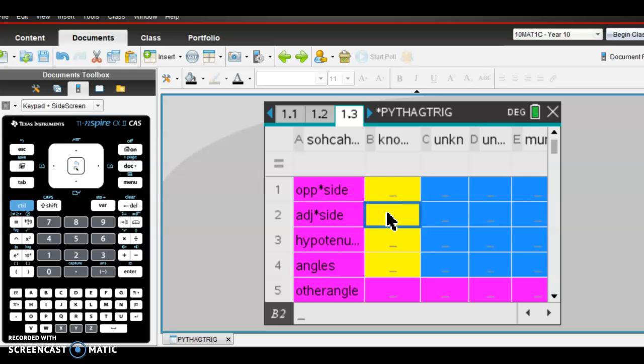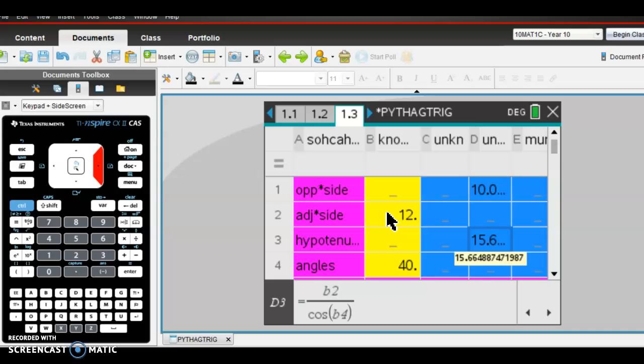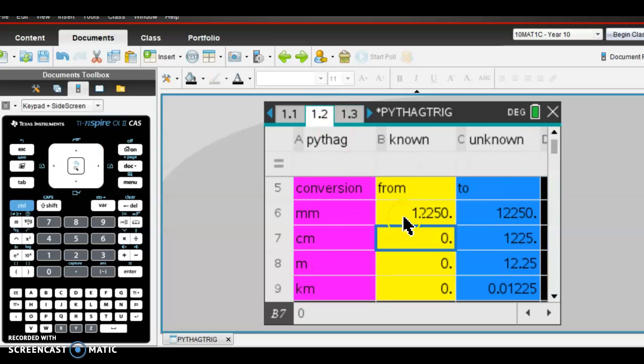Let's say you identify that the adjacent was 12, the angle is 40 degrees, and you want to work out the hypotenuse. Go to the answer, and there it is. The hypotenuse equals, what's in B2? The adjacent over cos theta. So you can see it shows you the process. And this could also be useful if it was a multiple choice question where they're asking for a step of calculation rather than an answer.